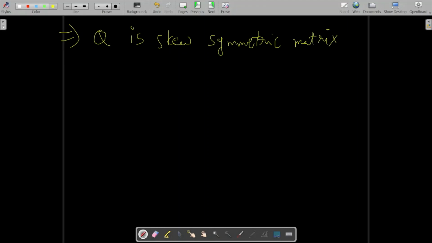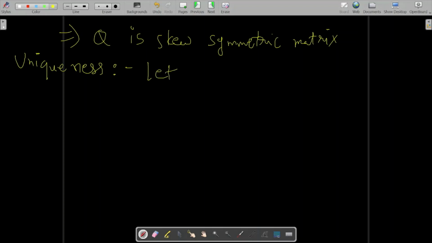Therefore Q is a skew symmetric matrix. Now we will prove the uniqueness of this. We have just proven that any square matrix can be represented as a sum of symmetric and skew symmetric matrix. We have proven that it can be represented. Now we will prove that there is only one representation. So the condition of uniqueness we will prove now. Now how to prove uniqueness?